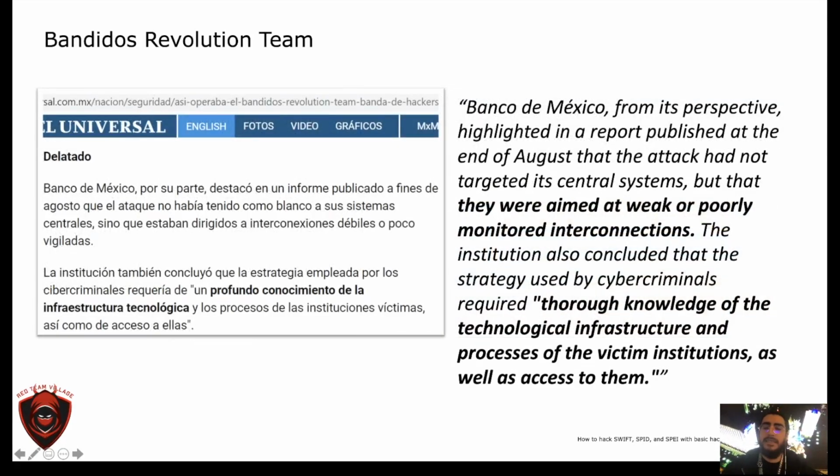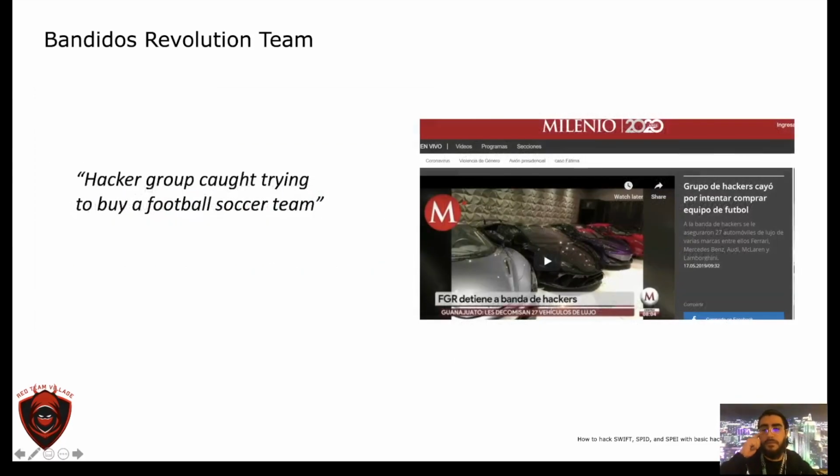The official reports say that the Bandidos Revolution Team never compromised the central systems of SPEI, and they only took advantage of the weak environment that runs those critical systems. The interesting part of this history is that they weren't arrested by the Mexican cybersecurity police or any other related cybersecurity authority. It was only possible after a private financial institution filed a complaint about electronic fraud that the investigation began.